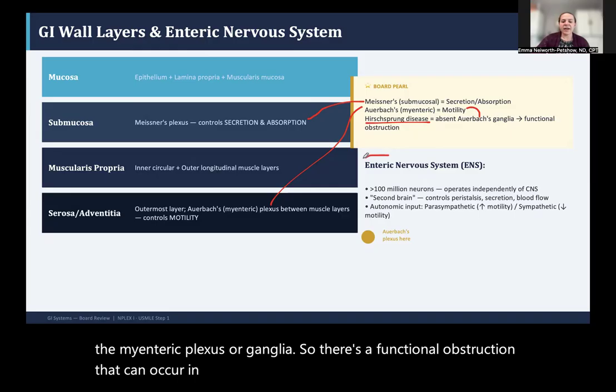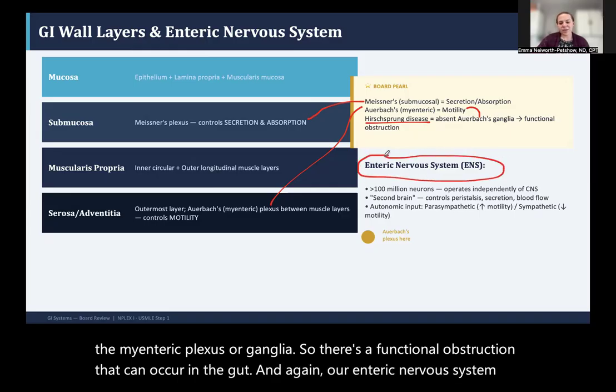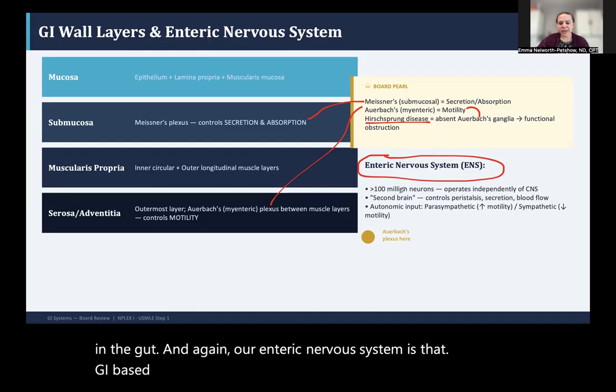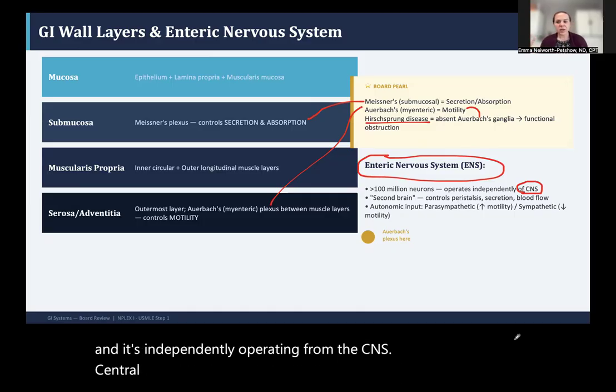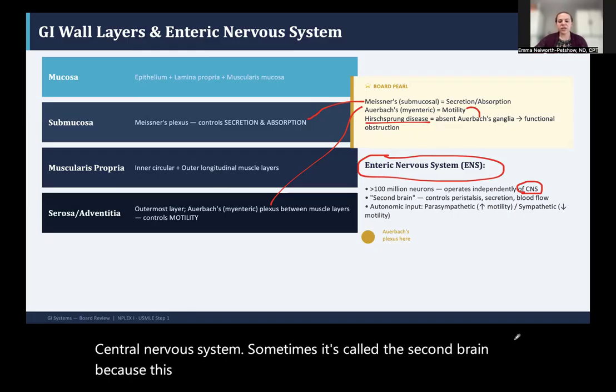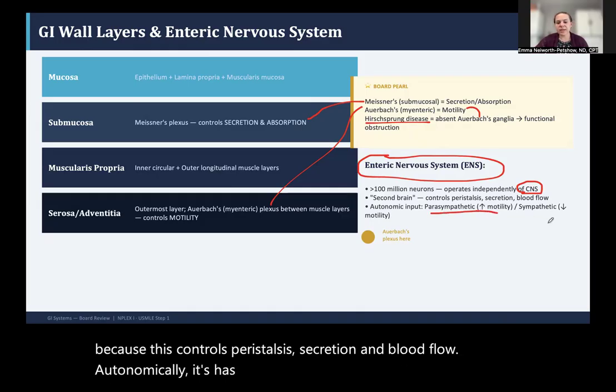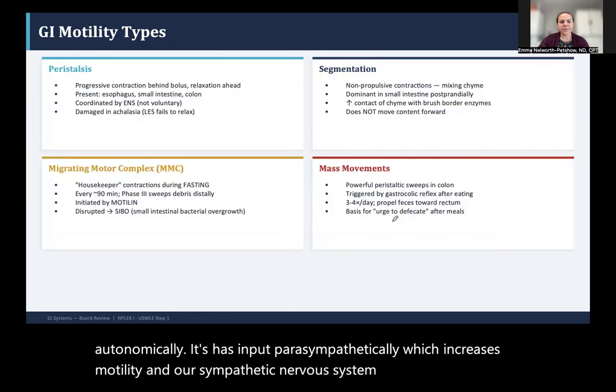And again, our enteric nervous system is that GI-based nervous system that contains over 100 million neurons, and it's independently operating from the CNS, central nervous system. Sometimes it's called the second brain because this controls peristalsis, secretion, and blood flow. Autonomically, it has input parasympathetically, which increases motility, and our sympathetic nervous system, which decreases motility.